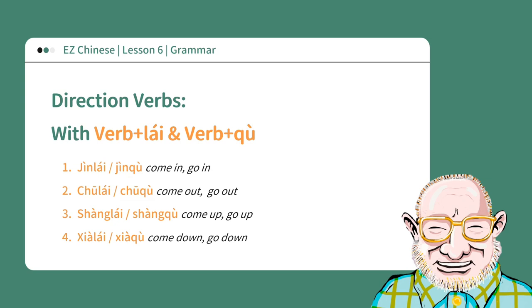In this section, we will learn a few direction verbs. 进来 Come in. 进去 Go in. 出来 Come out. 出去 Go out. 上来 Come up. 上去 Go up. 下来 Come down. 下去 Go down. Verb plus 来 means to bring something to the speaker. Verb plus 去 means to take something away from the speaker.